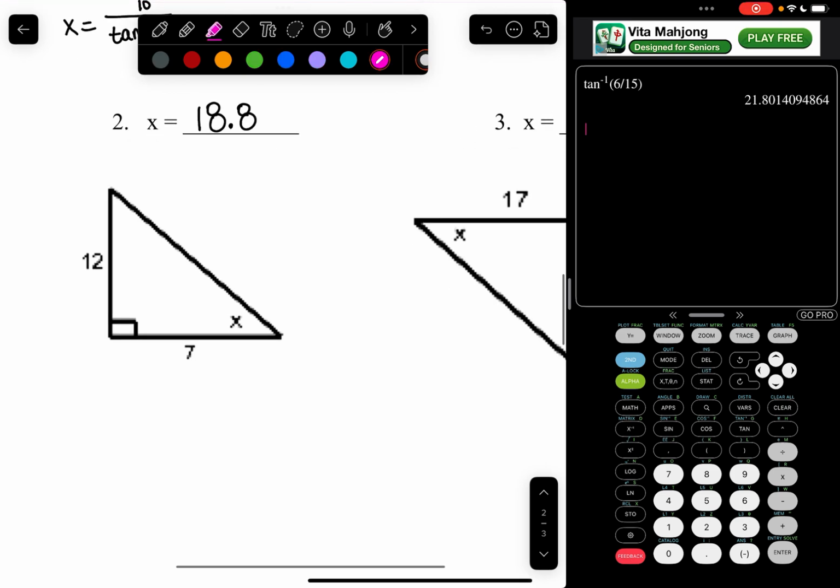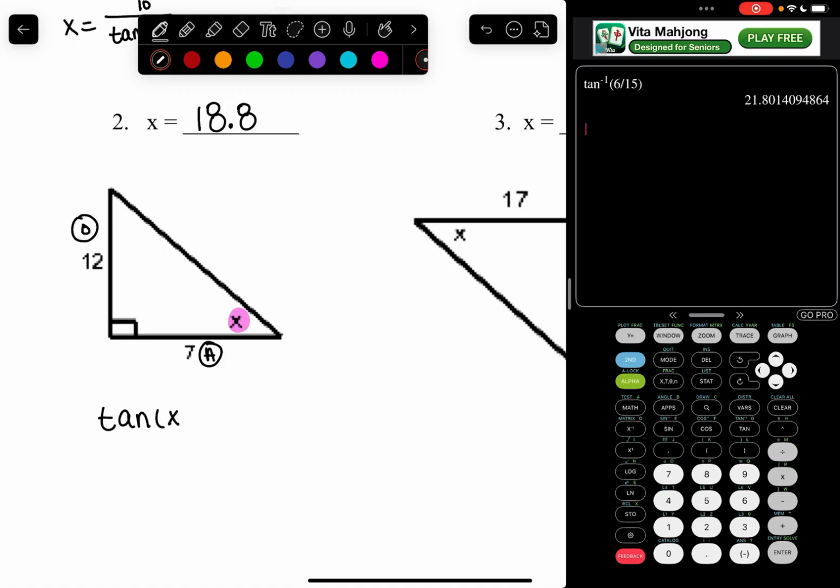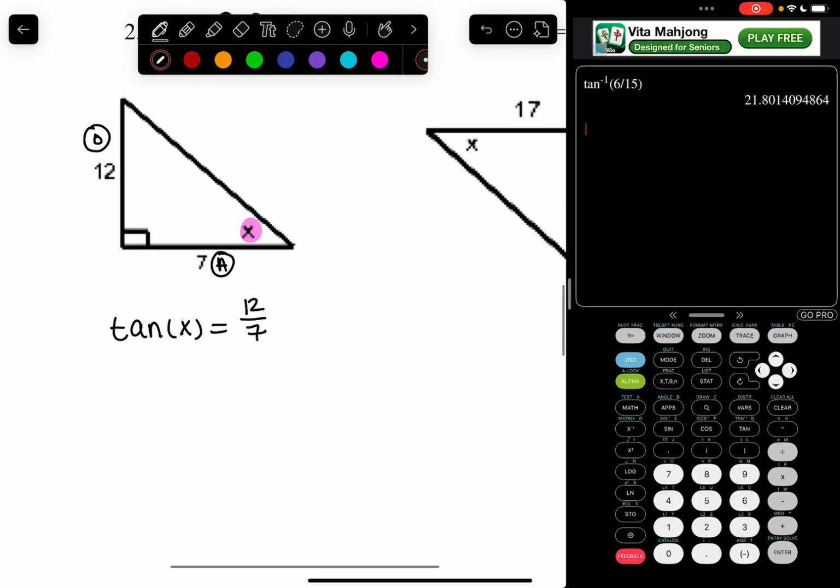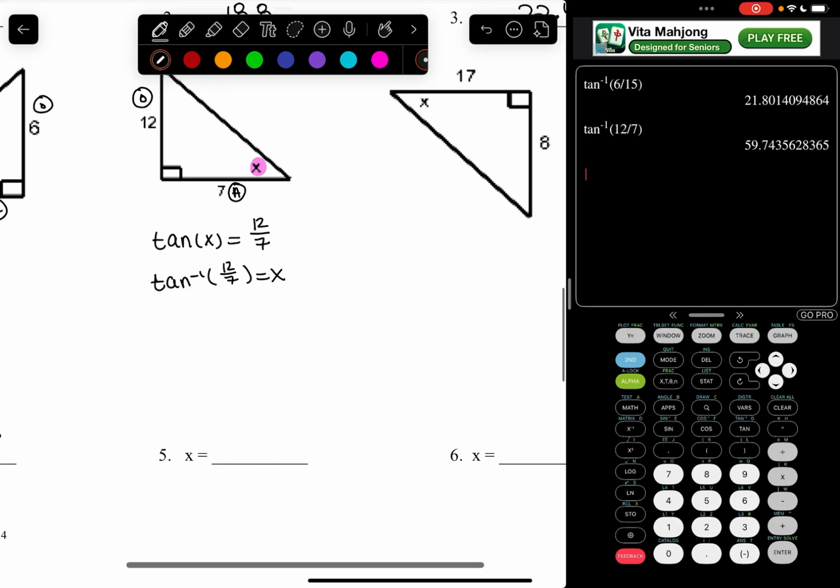I'm not going to do all of these for you because I think that you kind of get the gist of it at this point. This is the opposite. This is the adjacent. So I have tangent of X is going to equal my opposite over my adjacent. I need my X and my 12 over 7 to switch places. So I'm going to now make this tangent inverse of 12 over 7 equals X. So second tangent 12 over 7, and that is going to get me 59.7 degrees.